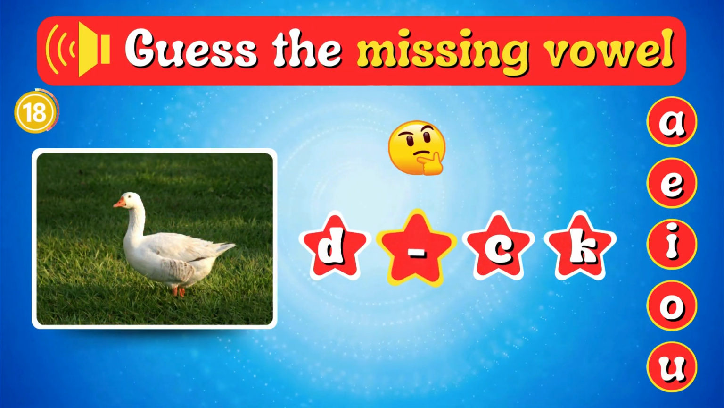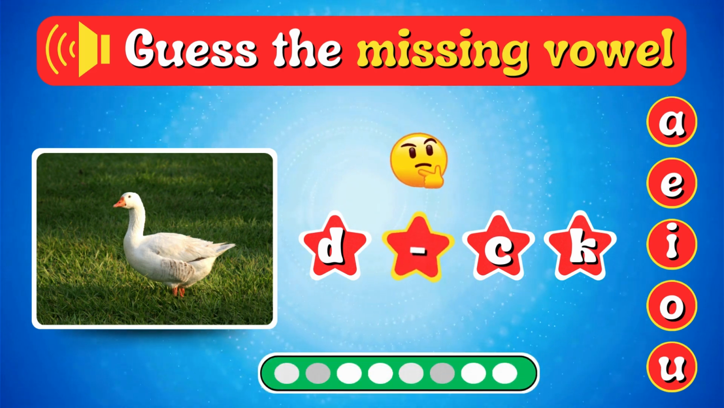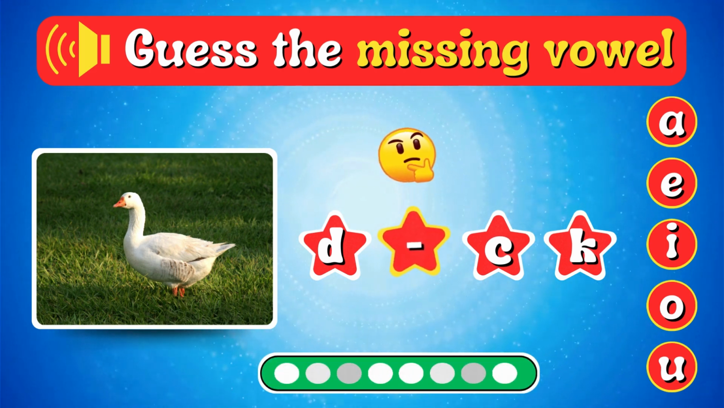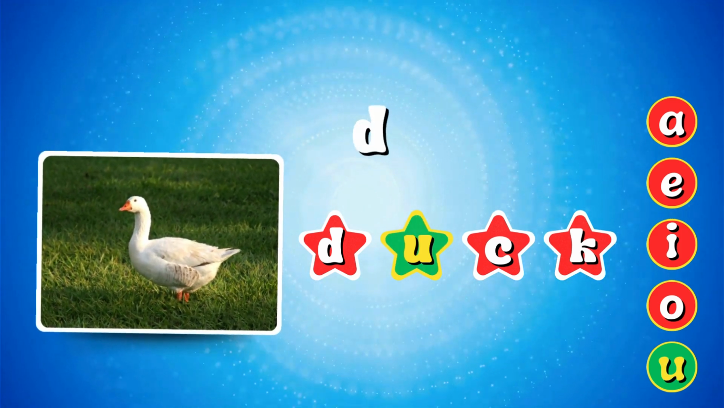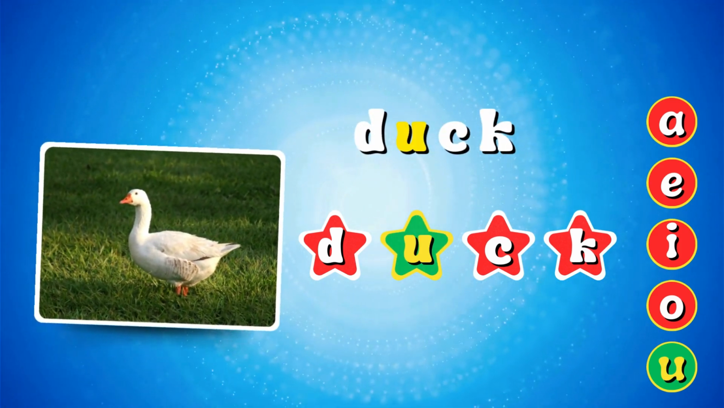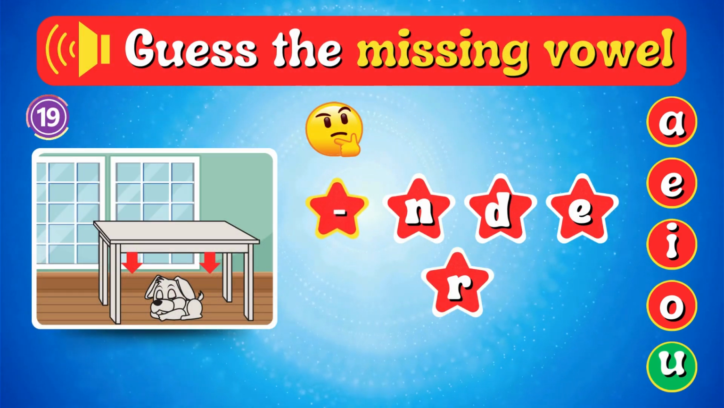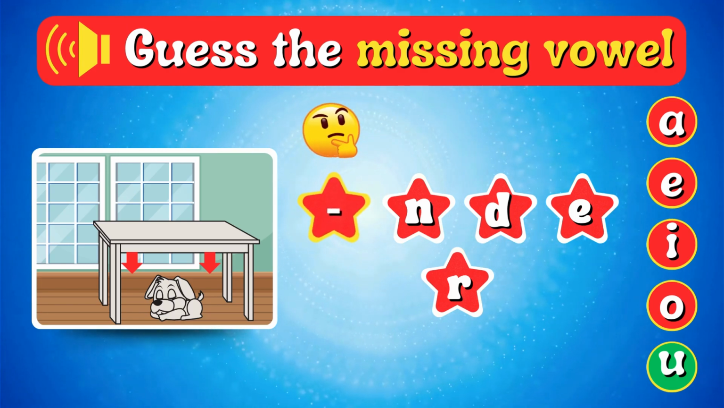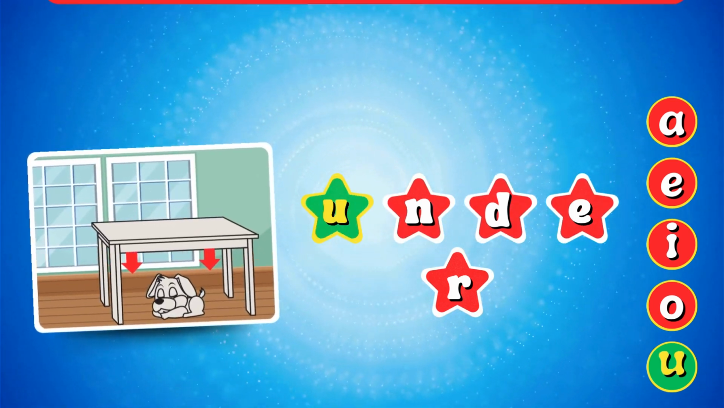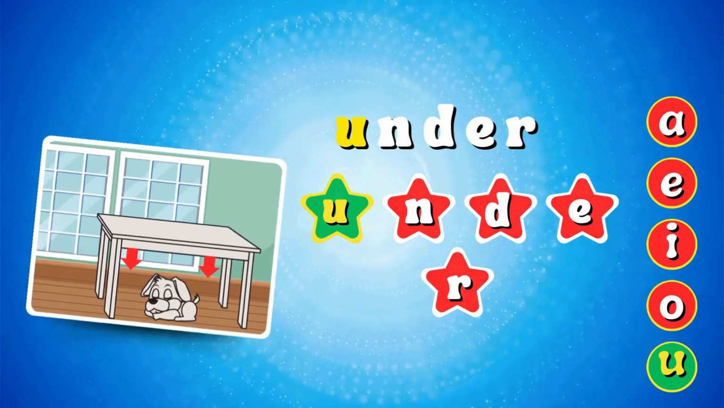Next, guess the missing vowel. Yes, it's U. D-U-C-K, duck. Next, guess the missing vowel. It's U. U-N-D-E-R, under.